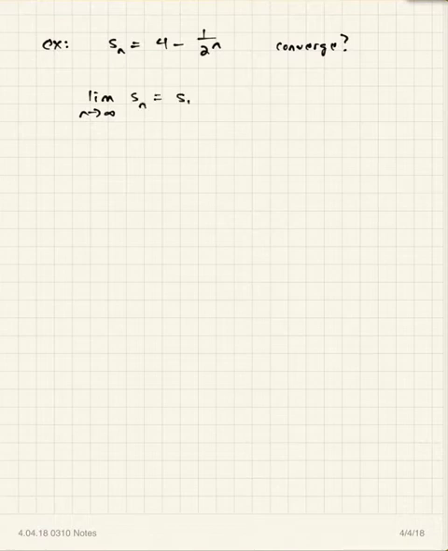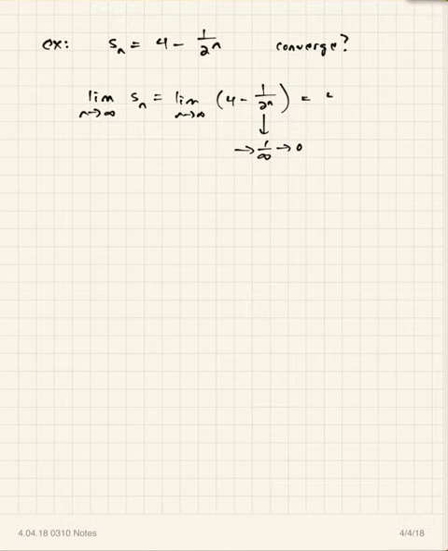So we're taking the limit as n goes to infinity of 4 minus 1 over 2 to the n. And as n goes to infinity, notice that that last fraction, the 1 over 2 to the n, the denominator is going to infinity. So that type of fraction, remember, always goes to 0. And so this limit does, in fact, go to 4. The limit does exist, and it's equal to 4. And so our conclusion here is that the sequence converges to 4.